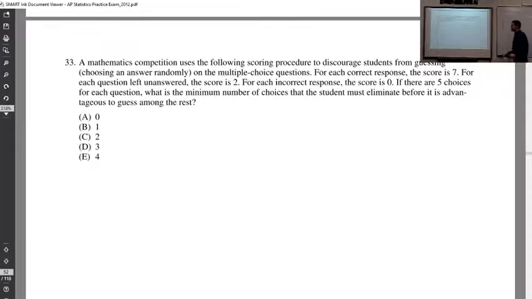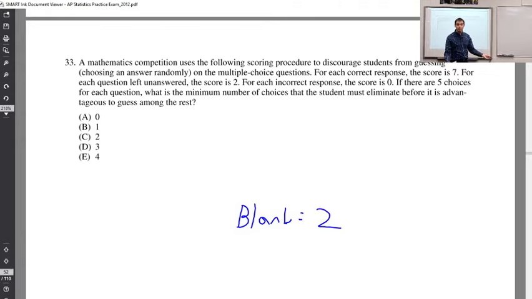All right, this is an expected value question. Let me do it for these. So if I leave it blank, this is my benchmark. If I leave it blank, my expected score is 2, because I left it blank, I get 2 points. So that's my competition. If I'm guessing, I better be able to get a better score than leaving it blank.